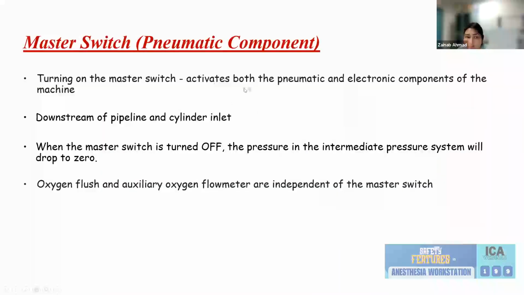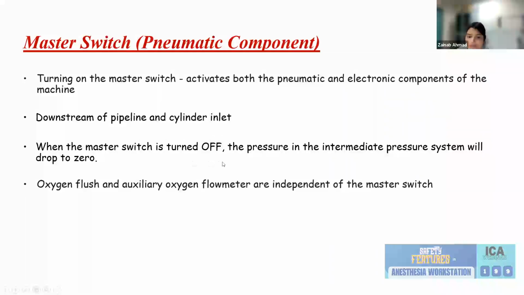Master switch, pneumatic component. The master switch has both components, the electronic and the pneumatic. So when you turn on the master switch, it activates both the pneumatic and electronic components. However, when we are doing the electronic component, the pneumatic component can be overruled. And it is always downstream of the pipeline and cylinder inlet.